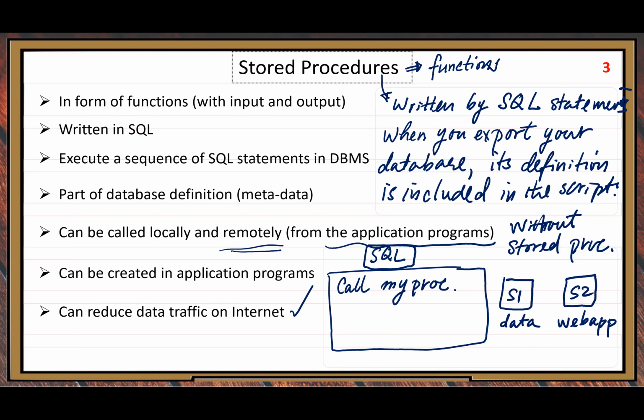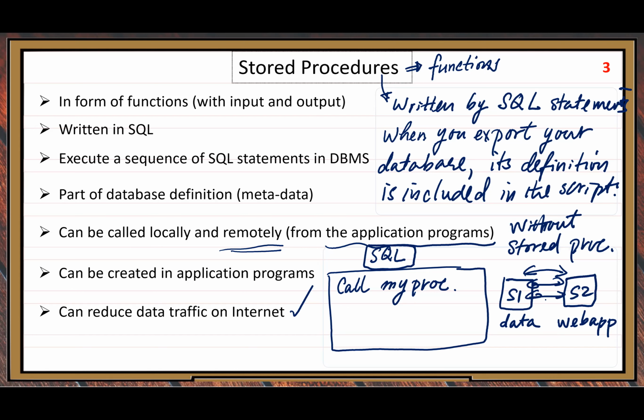One server is devoted to data operations, another one to web applications. They are in two separate locations, could be far away, even in different countries. Then can you imagine, between these two servers, a lot of data communication? Can you imagine?